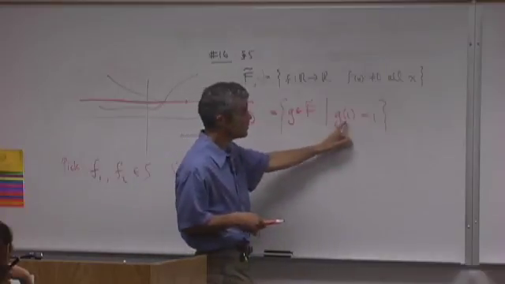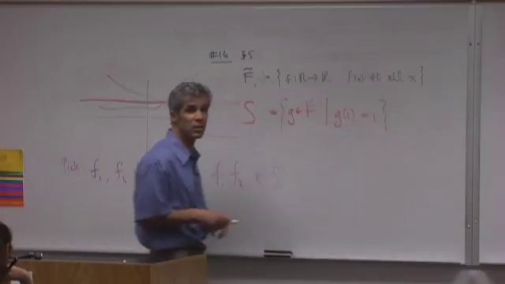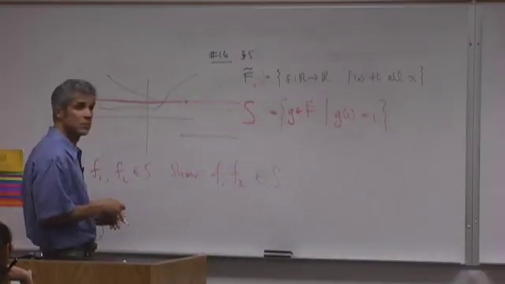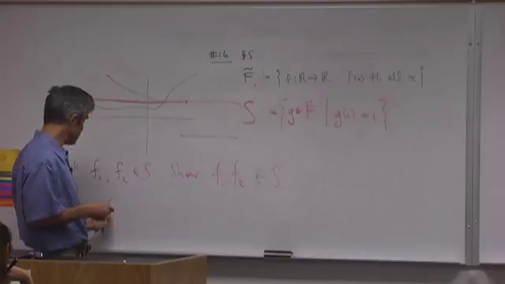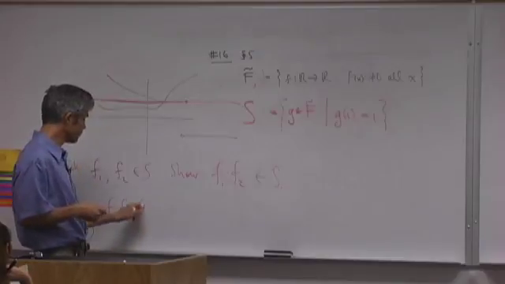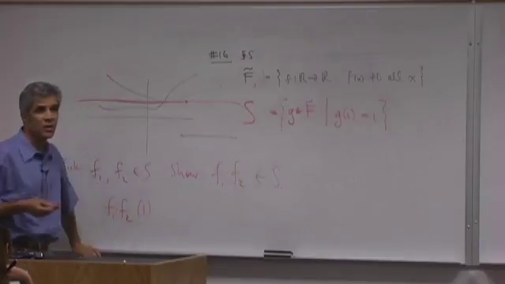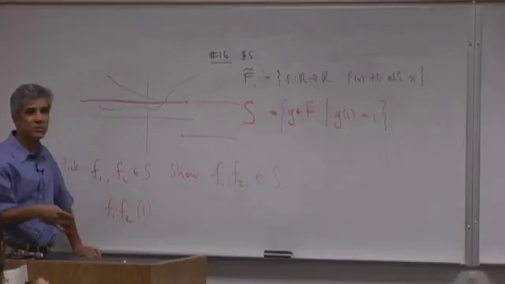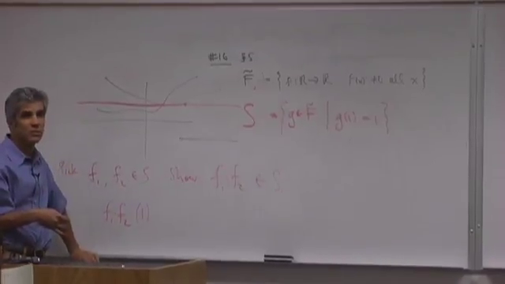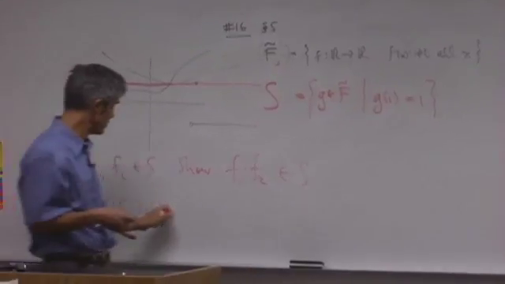It means that when you plug in 1, you get 1 out. So how do you do that? Plug in 1. What do you get? Well, folks, what does it mean to multiply two functions together? It means you just plug it in.